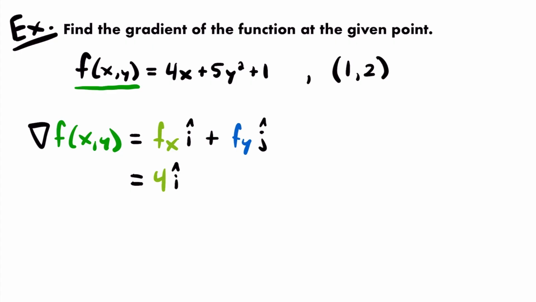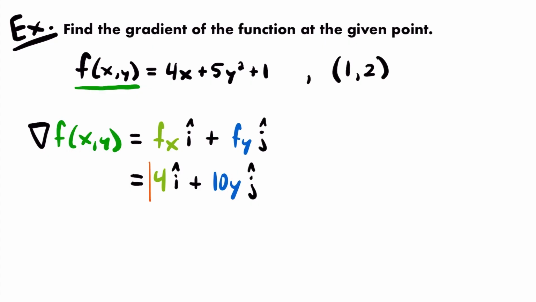4 is the partial derivative with respect to x of this multivariable function, so that is the x component of the gradient vector, and then we'll have plus f_y, which is the partial derivative of the function with respect to y. And so 4x is a constant with respect to y, its derivative would be 0, but then for 5y squared, you do want to use the power rule, multiply that 2 down, and subtract 1 from the exponent, and you'll get 10y to the first power, and then 1 is a constant, so its derivative is 0. So 10y is the partial derivative with respect to y of this function, and that is multiplied by j. It is the y component of the gradient vector.